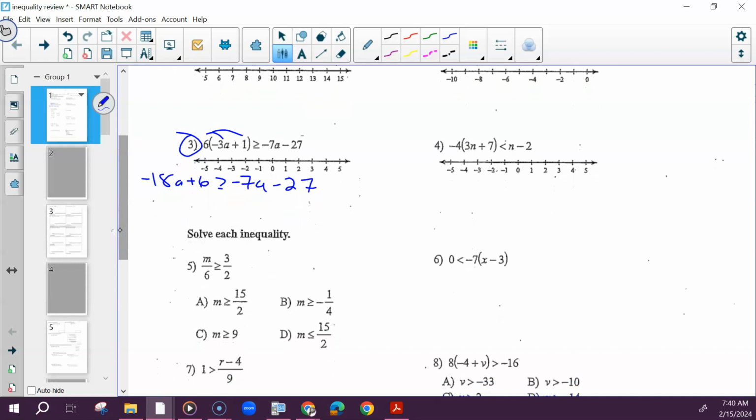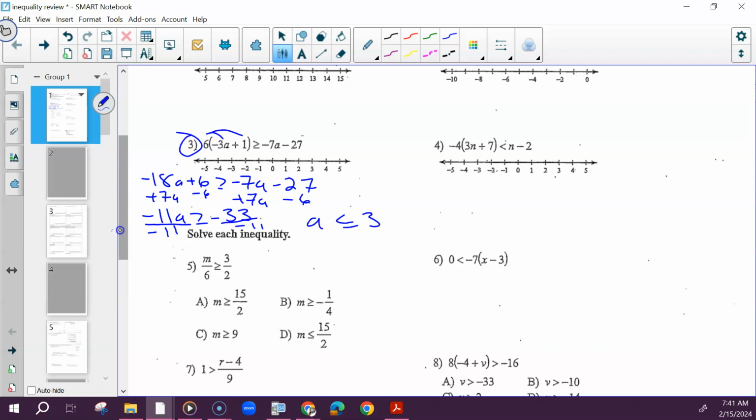Then you can pick and choose what you want to move. What do we want to move there? 6. Okay. So subtract 6 on both sides, and add 7a on both sides. Negative 11a is greater than or equal to negative 33. Divide both sides by negative 11. The sign changes direction and is now a positive 3.